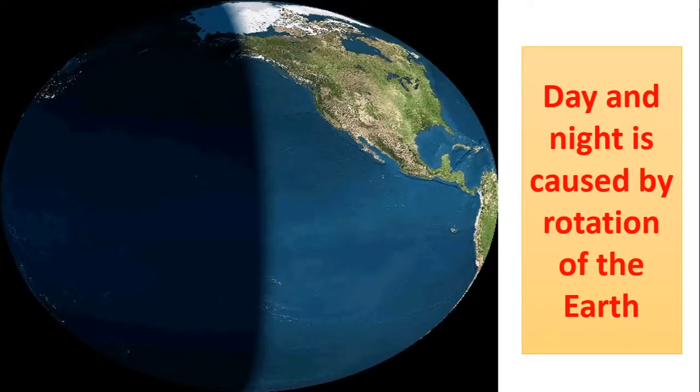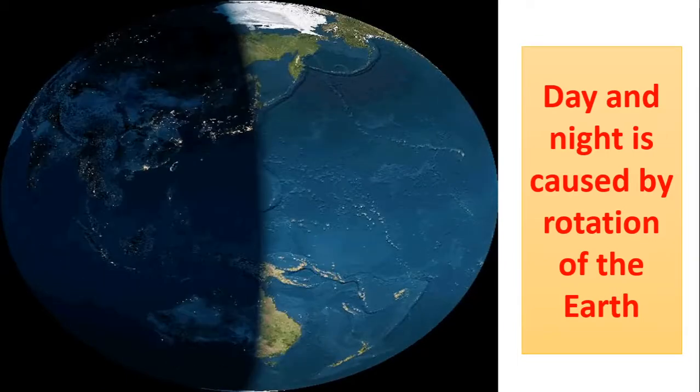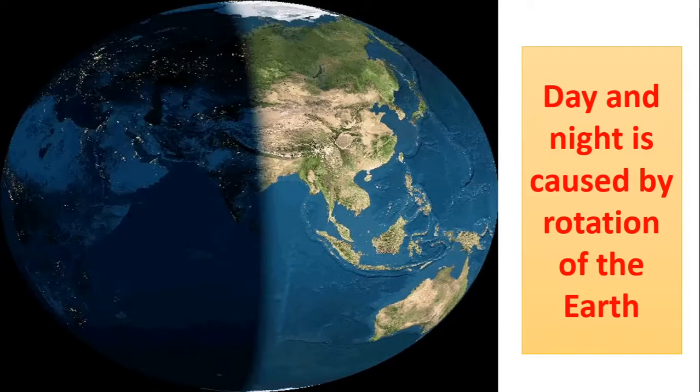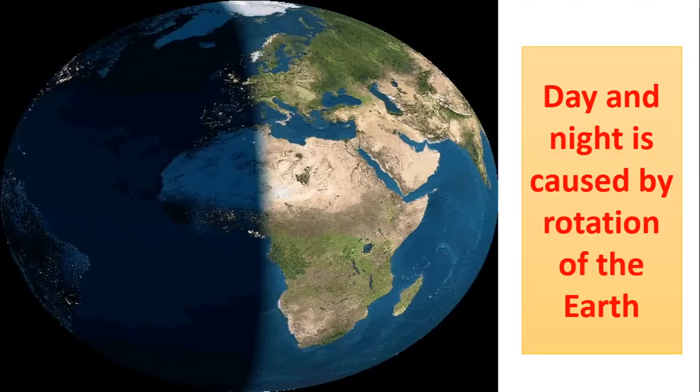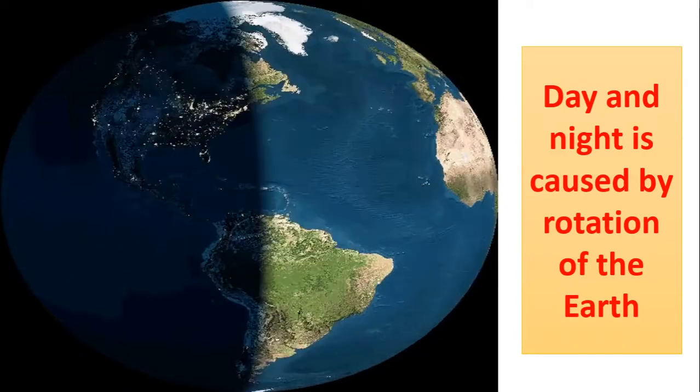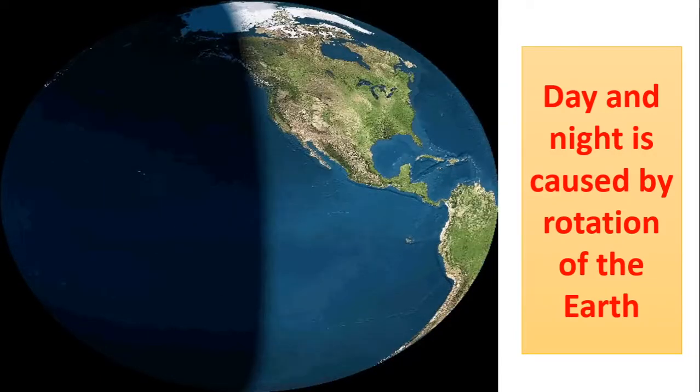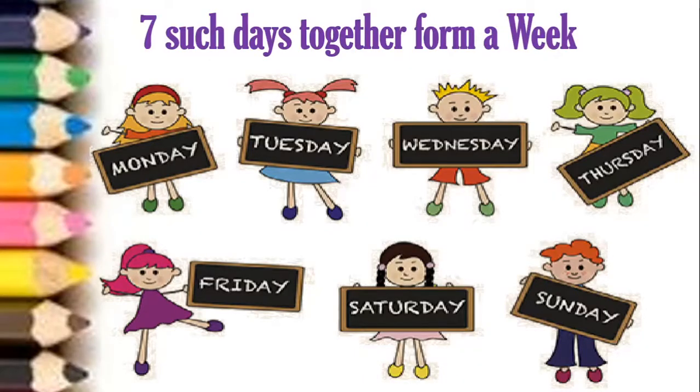So this we did last time, children. We know about what is day, and we saw in detail about how night is caused and about the rotation of the earth and so many other things. So we will not be repeating this again today. Let us straight away go and let's see how these days are clubbed together. 7 days are clubbed together, and then we call it as a week. So we have Monday, Tuesday, Wednesday, Thursday, Friday, Saturday and Sunday, which are the 7 days of a week.